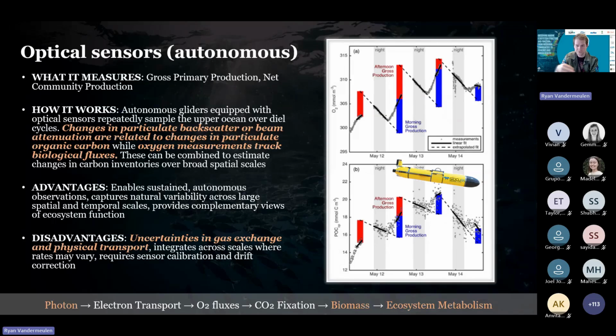Like all methods, there are plenty of uncertainties to go around. In this case, we have to try to quantify and correct for some of those physical transport mechanisms. We are also reliant on sensors that may start to drift over time, but this does allow us to have more sustained observations over ecologically relevant scales relative to what a bottle gives us.